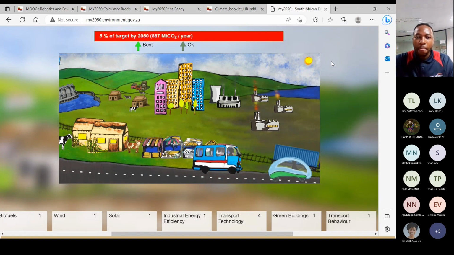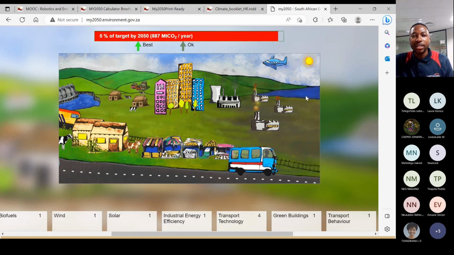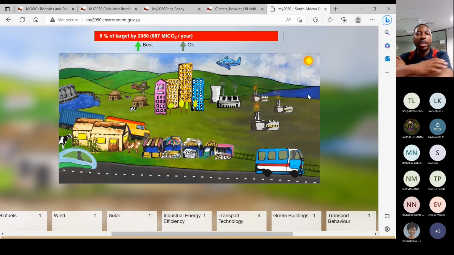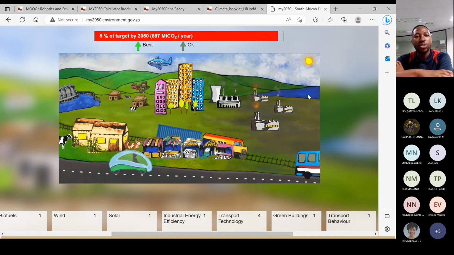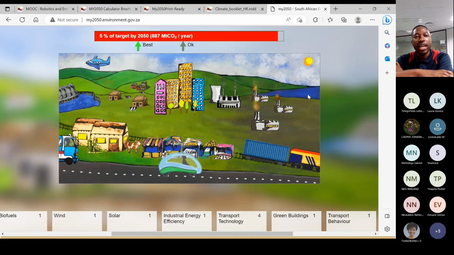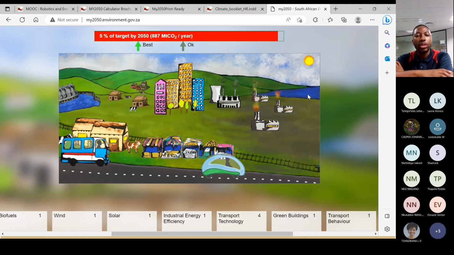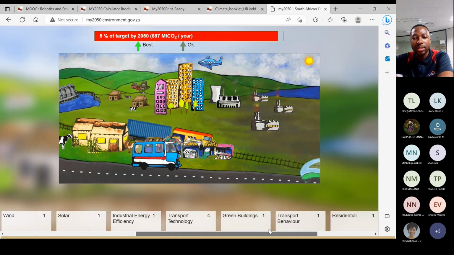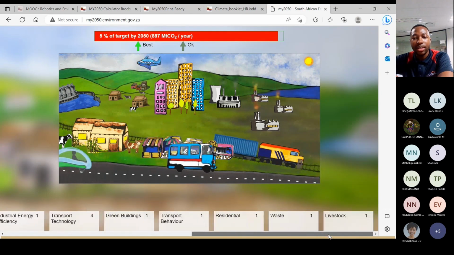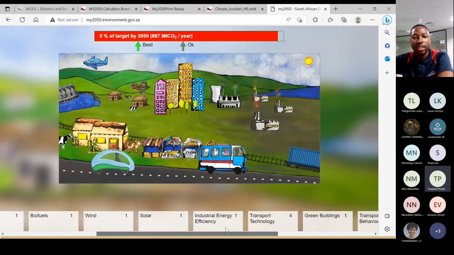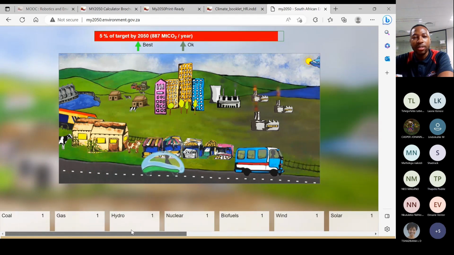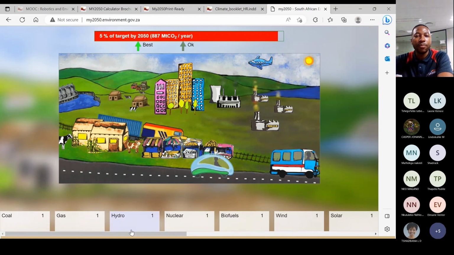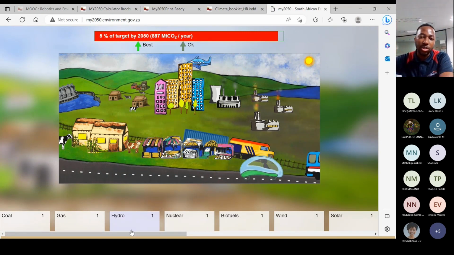So now, as I've indicated, looking at the calculator there on the top, it says 5% of target by 2050 has been met. So the tiles that you're seeing on the bottom are some of the encouragements that one can select. And when you select these tiles, these influence what is going on within the simulation app.